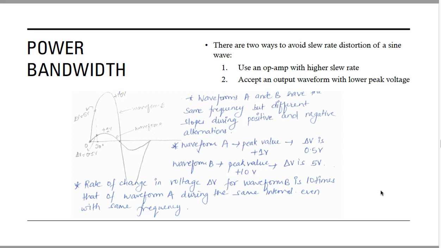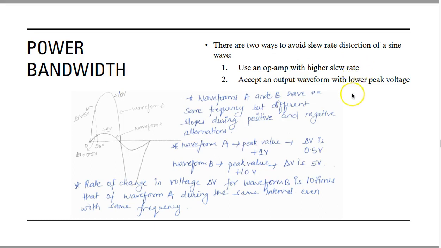Now next is the power bandwidth. There are two ways to avoid the slew rate distortion of a sine wave. The first thing you can do is use an op-amp with a higher slew rate value. Or the second is you can accept an output waveform with a lower peak voltage. We will try to avoid the second option. If we have the option in the beginning when we are designing our project, we would choose an op-amp with a higher slew rate.